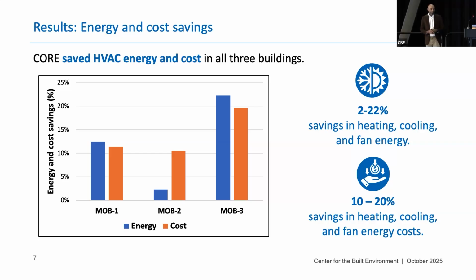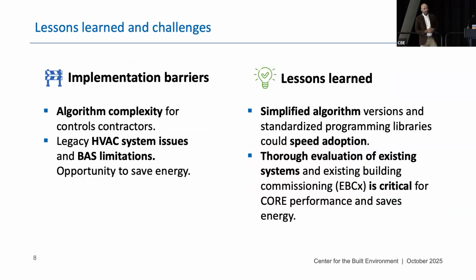I mean, these implementations, again, were not without challenges. We found a couple of barriers and learned from these. Algorithm complexity was one of them. So the controls contractors are used to implementing simpler strategies, simpler sequences. So CORE was a little bit more work, which meant that having good documentation or support is important. And we found that existing conditions in the building, like HVAC system issues or limitations in the BAS, can be really challenging in some demonstration sites.